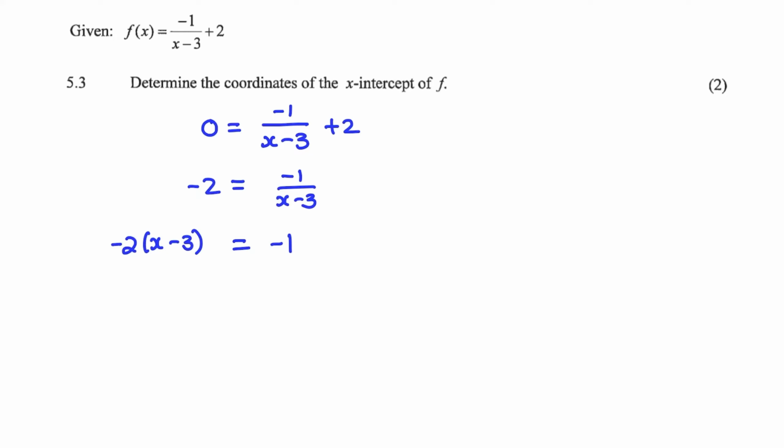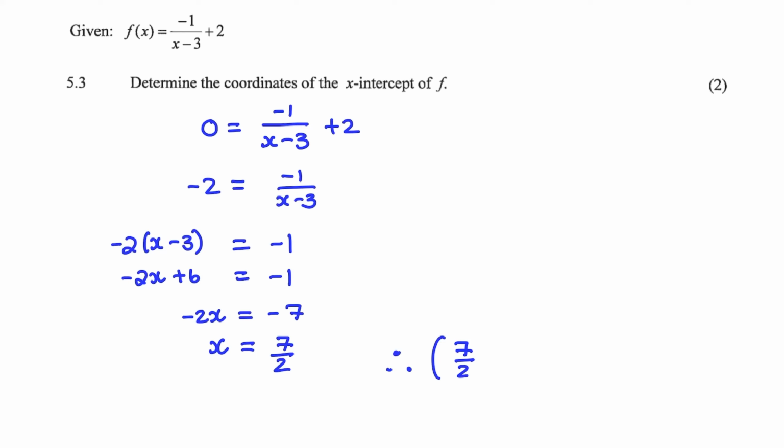Now I got rid of the fraction. Then I multiply out. So that's negative 2x plus 6 is equal to negative 1. I'll move the 6 over. And then I would solve for x by dividing by negative 2. So the coordinates of the x-intercept is x is equal to 7 over 2 or 3.5, and the y value is 0. Remember, it's not about only finding x, but also to determine the coordinates. So you need to give your answer as coordinates.